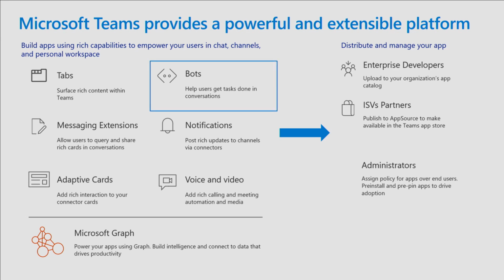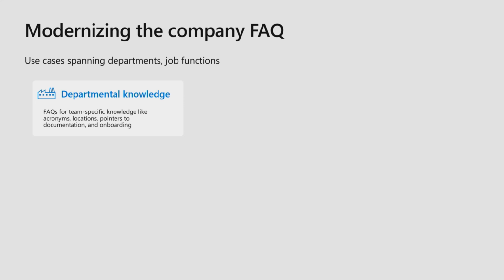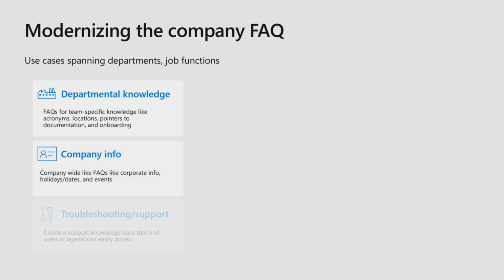So how do you get a bot up and running, and how do you bring it into Teams for end users? And so first off, the reason why this is an interesting topic is because when we think about some of the scenarios for an FAQ bot specifically, for departmental knowledge, company info, troubleshooting support, there are a lot of use cases where your end users in your organization are going to want to be able to quickly look up information, whether it's tribal knowledge for a specific team or department.